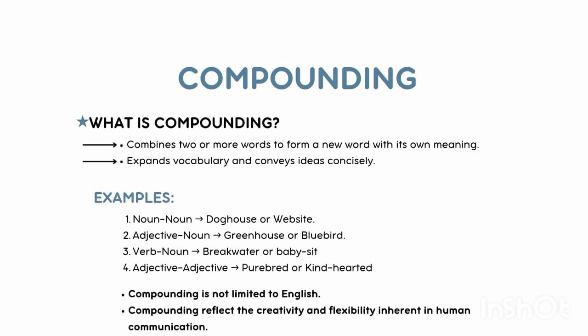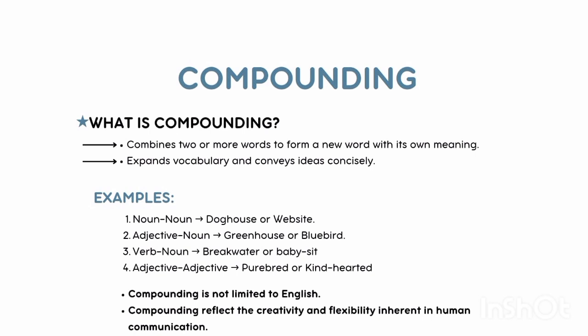Noun and noun, like doghouse is a house for a dog, or a website is a collection of related web pages. Adjective and noun, like a greenhouse is a structure for growing plants, or bluebird, a type of bird with blue features. Here we compound the adjective green or blue with the noun house or bird.